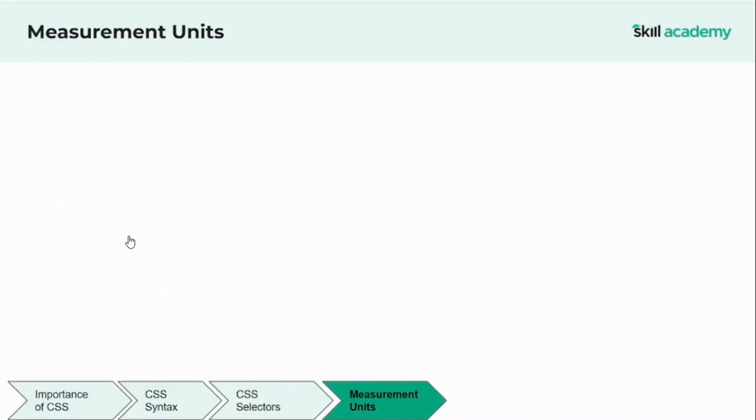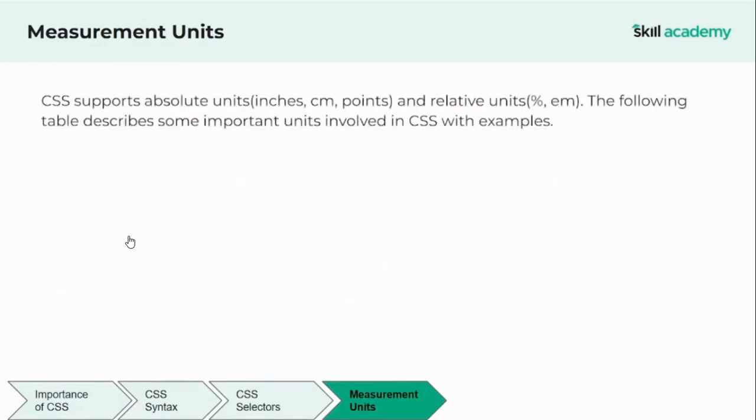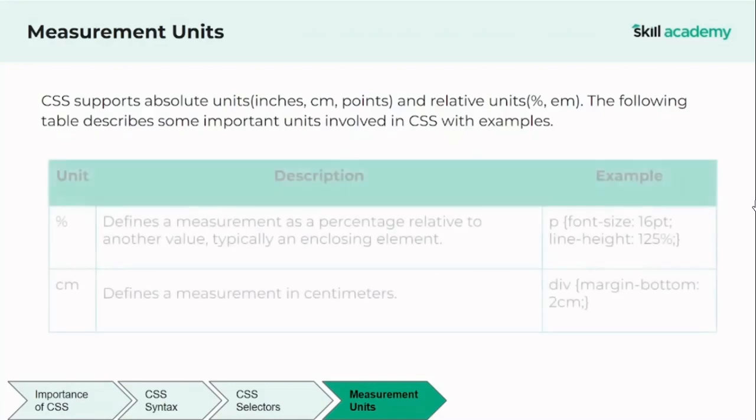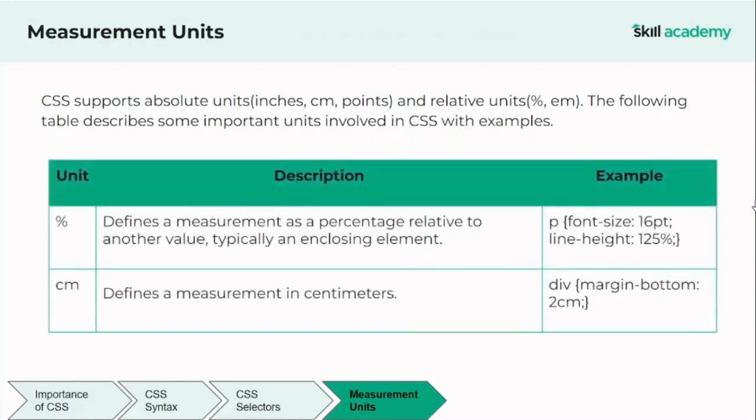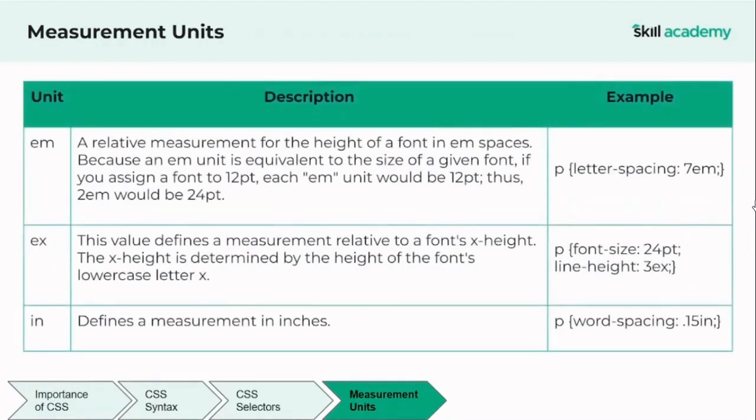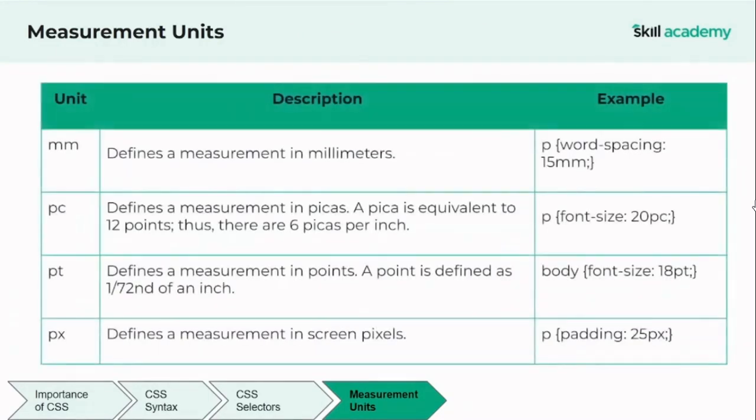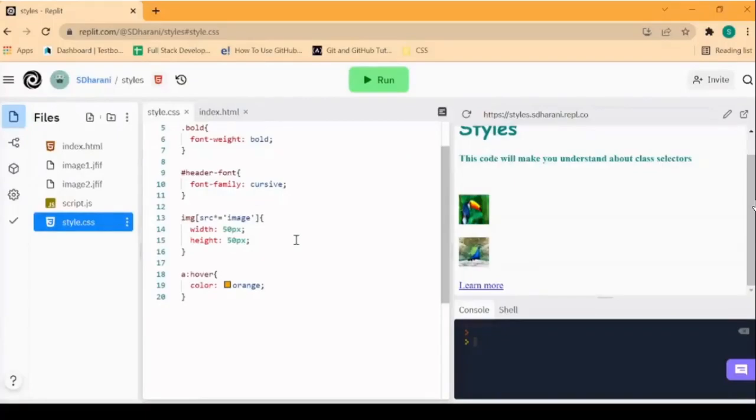Next, coming to the measurement units. These units will be helpful while applying width, height, for defining size of any images, or table width and height, or border size, font size, anything. The unit may be absolute or relative. And usually we apply units like percentage, centimeter, ex, inches, millimeter, pc, pt and px. Here you can see for the width and height we are using pixels, px as the unit.